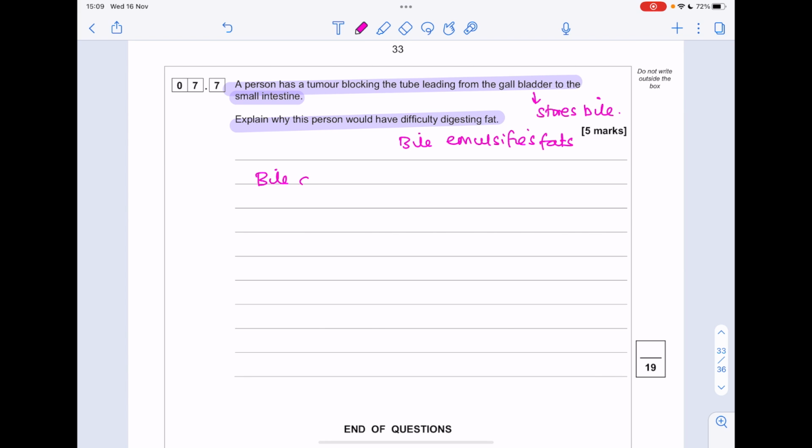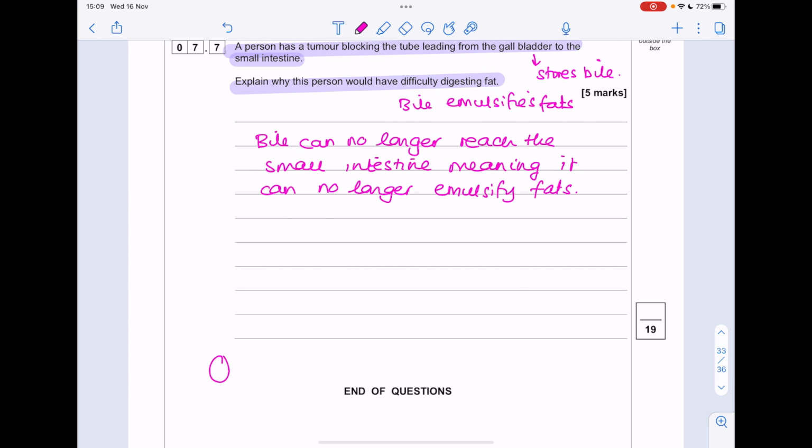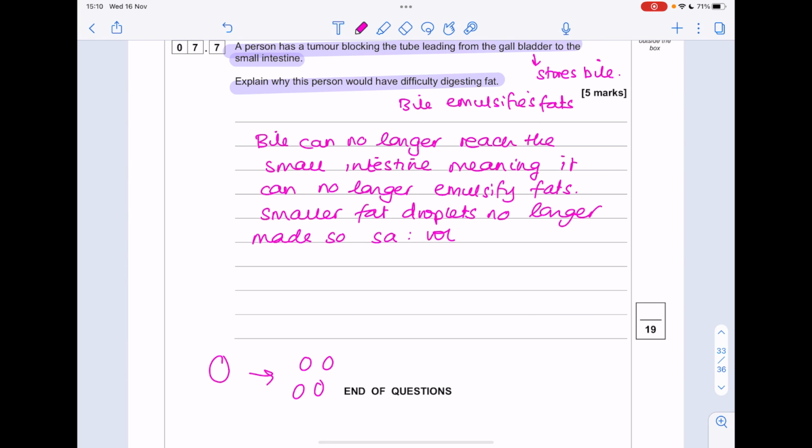Bile can no longer reach the small intestine, meaning it can no longer emulsify fats. Let's point out what emulsification is. Remember, it's taking large fat droplets and breaking them down into small ones. Smaller fat droplets no longer made, so surface area to volume ratio remains small. So the enzyme lipase cannot work as effectively.